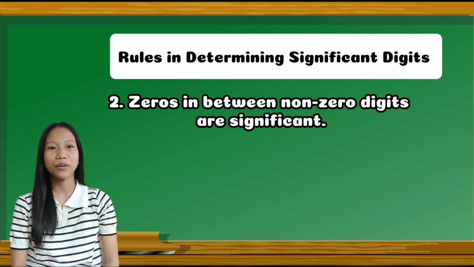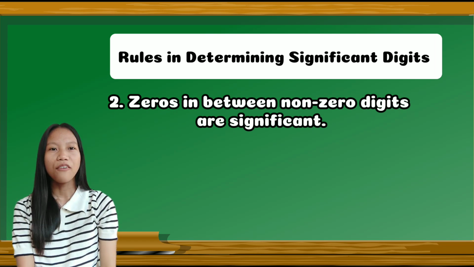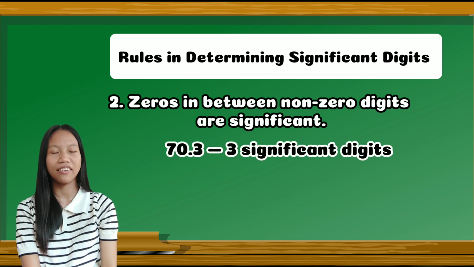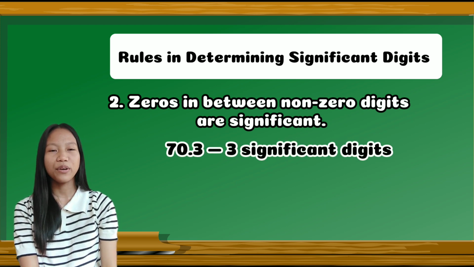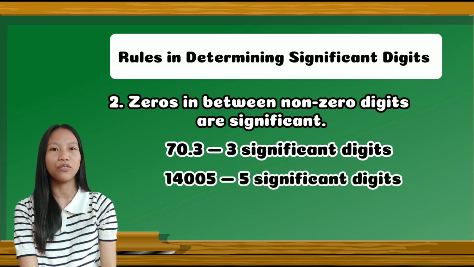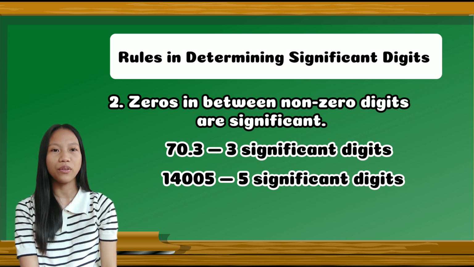The second one is zeros in between non-zero digits are significant. For example, 70.3 has 3 significant digits. As you can see, 0 is in between non-zero digits, so it is significant. Another example is 14,005 has 5 significant digits. You can also see that zeros are in between non-zero digits, so it is also significant.